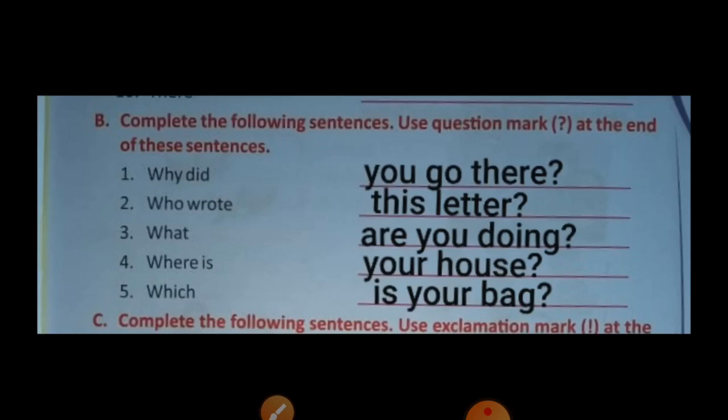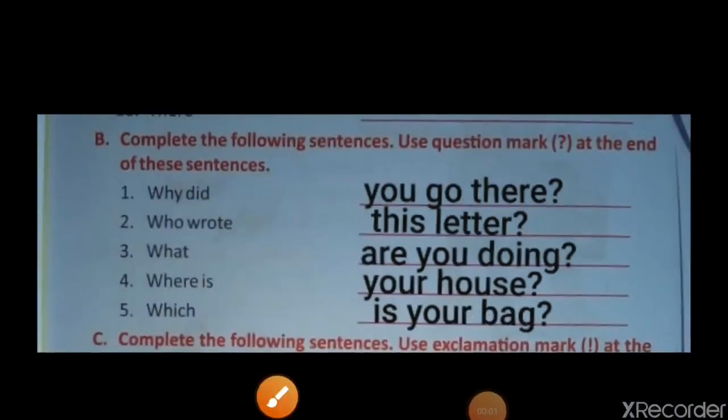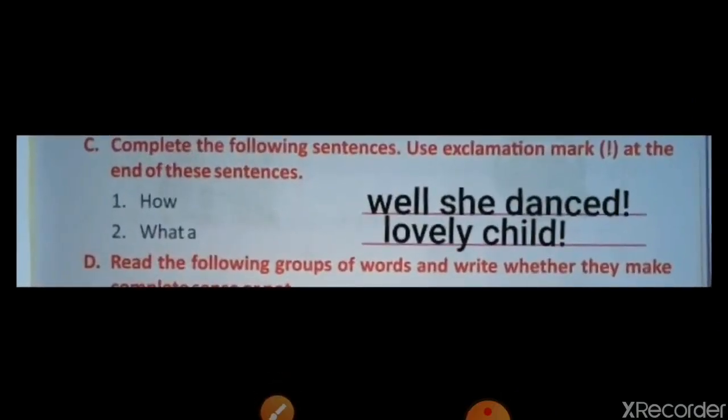Now come on, C exercise. Here is your C exercise. You can see here, your question is, complete the following sentences. Use an exclamation mark at the end of these sentences. Students, in the C exercise you have to use an exclamation mark at the end of the sentence. So, how well she danced.